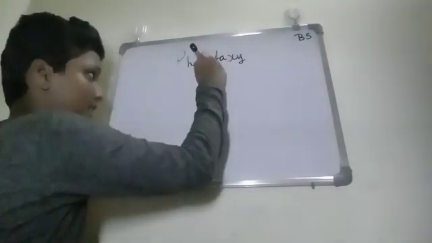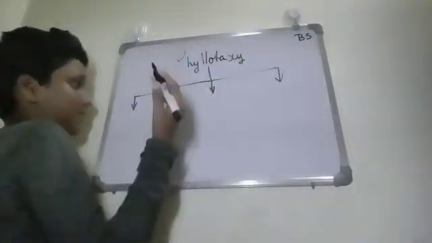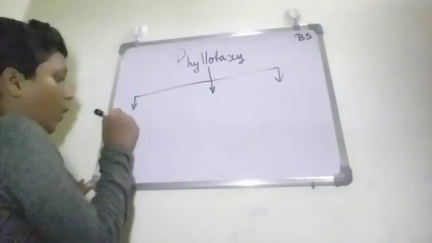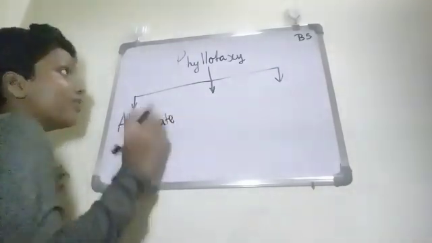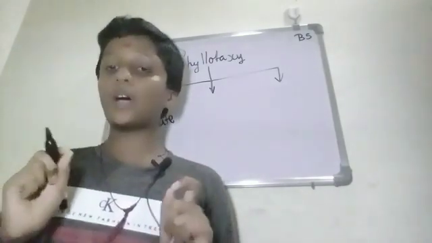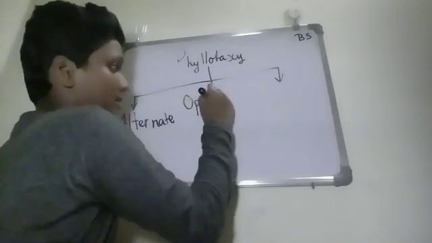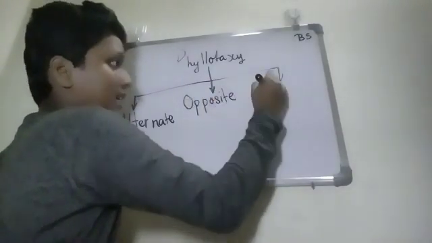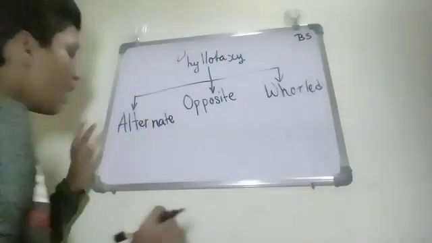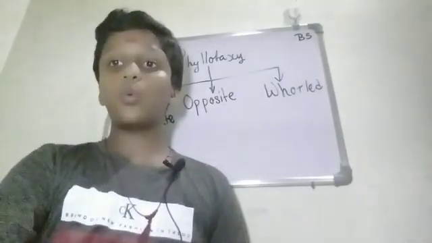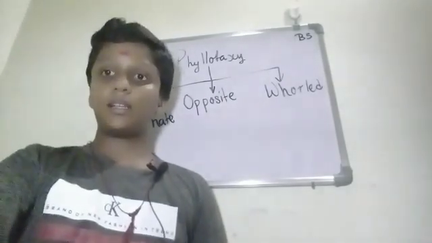Phyllotaxy is mainly of three types. The first one is the alternate leaf arrangement. Phyllotaxy is also called the leaf arrangements. So the first one is alternate, then we have opposite, and at last we have whorled. Alternate, opposite and whorled. Now let us look into each of them in greater detail.